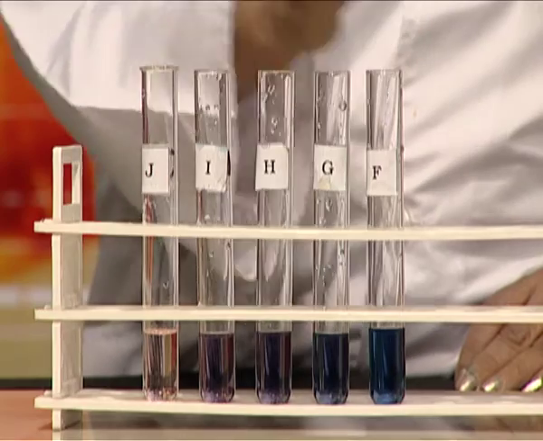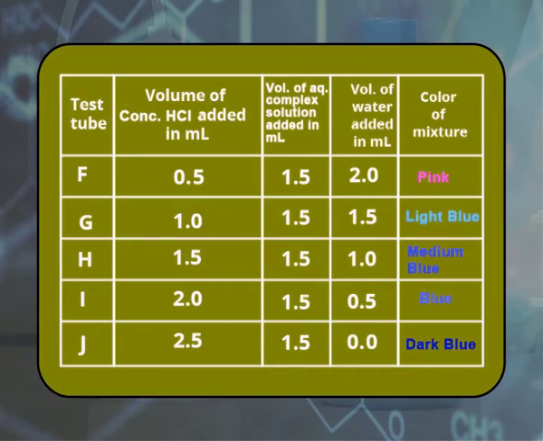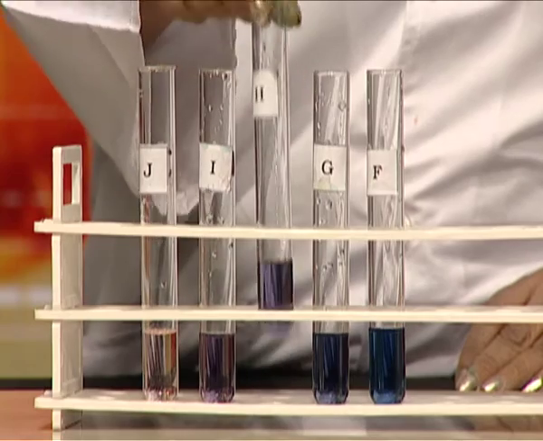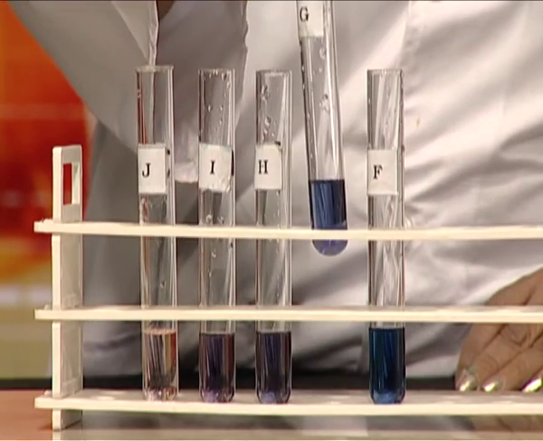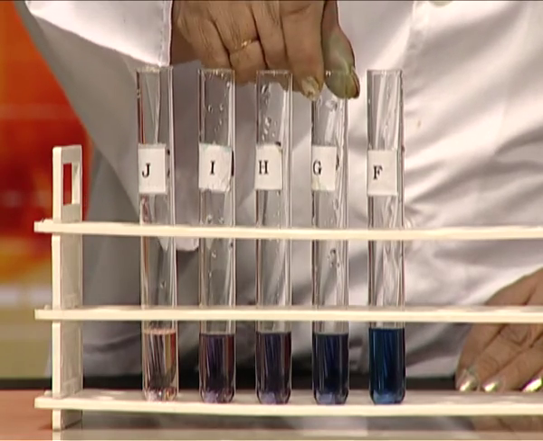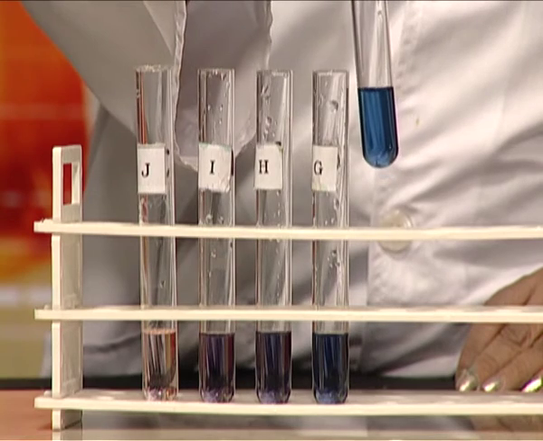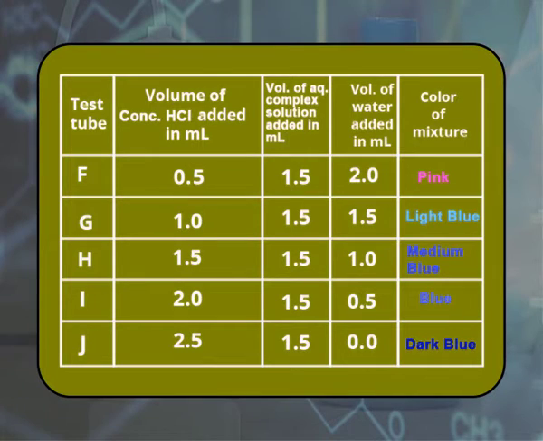You can very well see that the initial pink color of the reactants has gradually changed to light blue, a very light blue tone, then a little darker blue tone, then still darker because of the formation of more of CoCl4 2 negative, and finally a very clear-cut dark blue color is visible in this test tube.